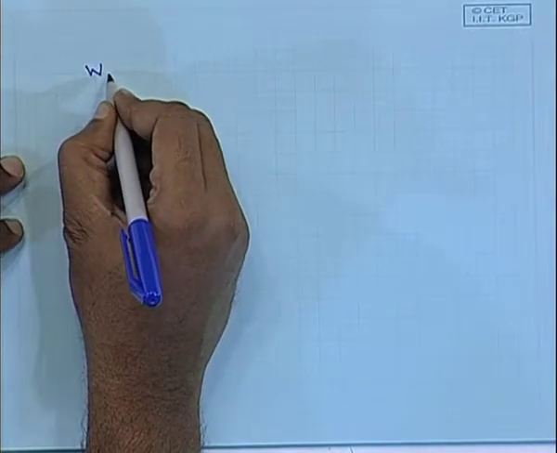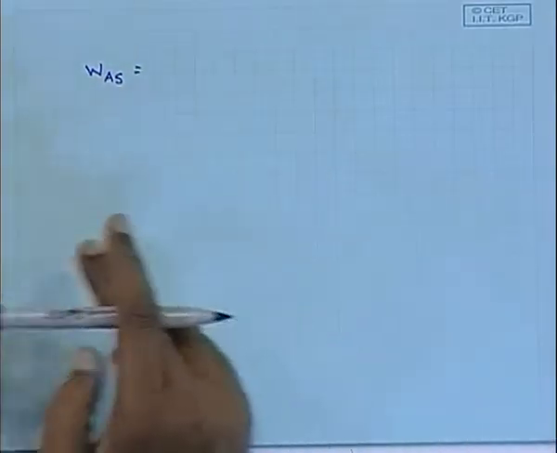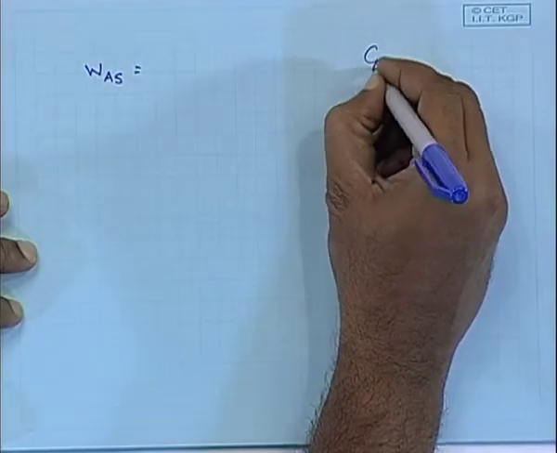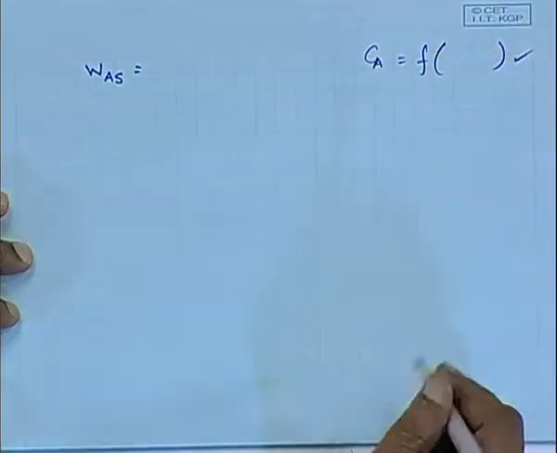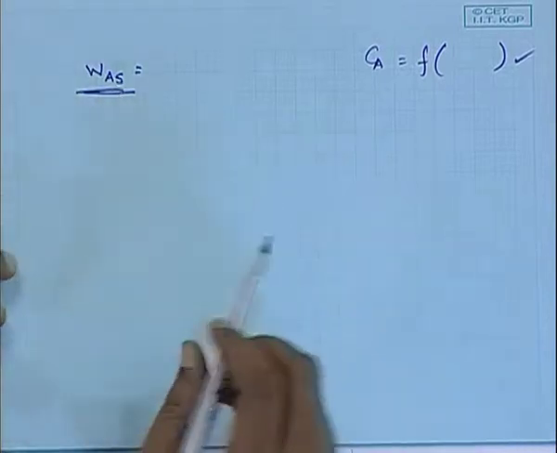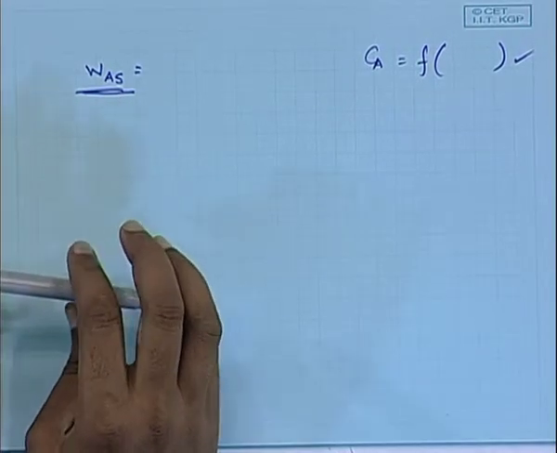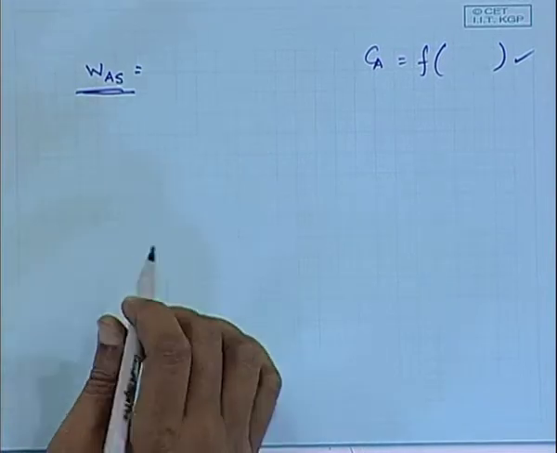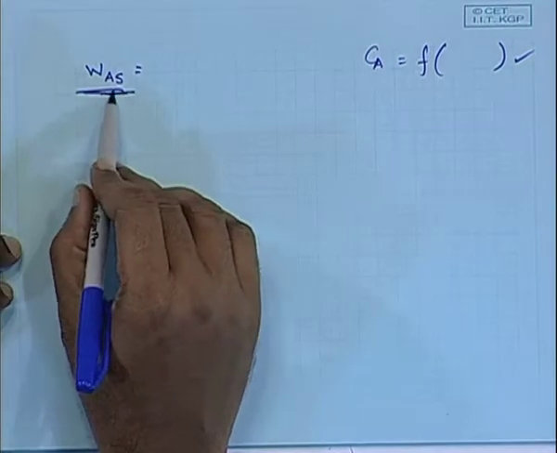I would like to find out what is the molar flux of A at this surface. With your Ca function of several other things known to you, would you be able to find out WAS, that is the molar rate of A at r equal to capital R? Would you be able to evaluate this?